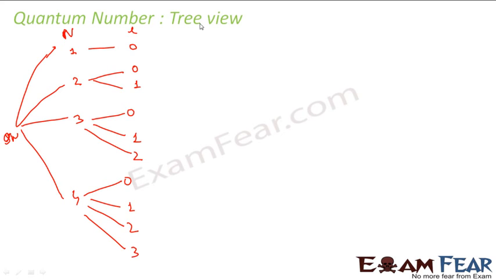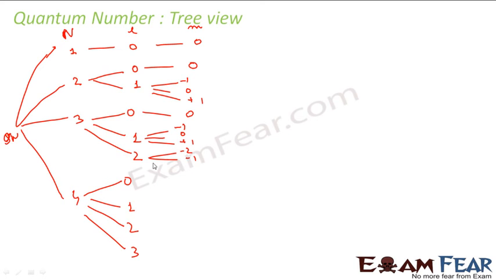If you talk about M, for L is equal to 0, M can have only one value, 0. For 1, it can have three values, -1, 0 and +1. Here also, for 0 it can have only one value, 0. For this one, -1, 0 and +1. For 2 also it can have 5 values now, -2, -1, 0, +1, +2. Like that it will continue. Here also we can continue.